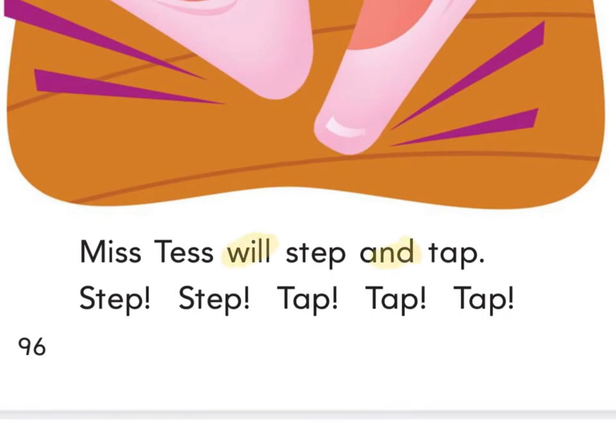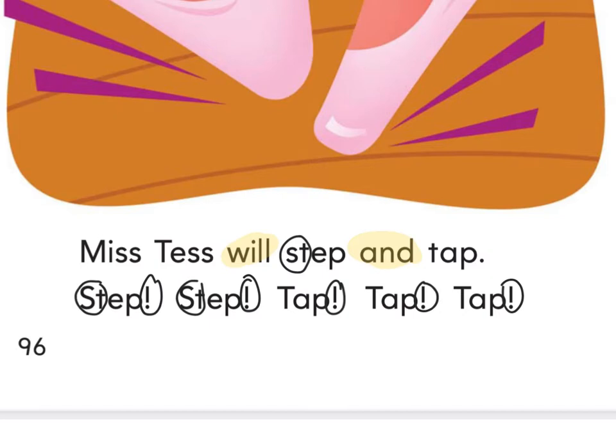Highlighters ready. Tell me what you see. Will. And. That's it. Will and and. Okay, highlighter down and pencil ready. We know Miss Tess. Let's find those S-blends. Tap. What does T-A-P spell? Tap. There's a S-T, step, exclamation. Step, exclamation. Lots of exclamations. This is an exciting page.